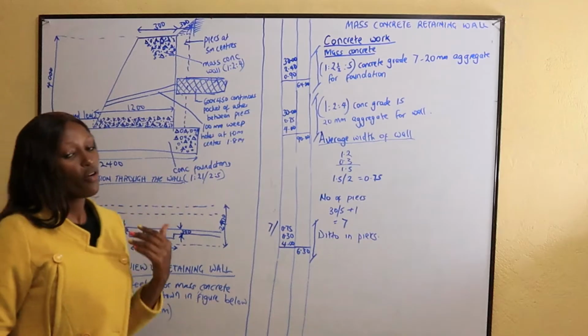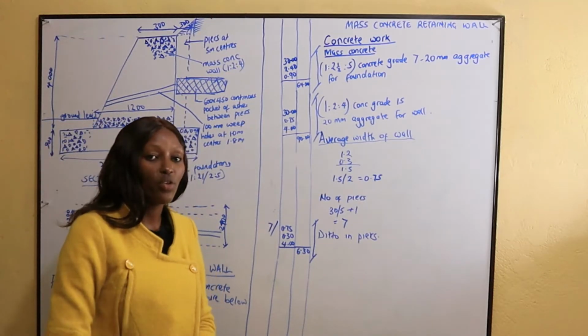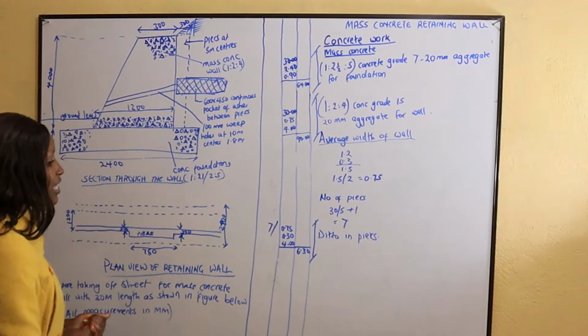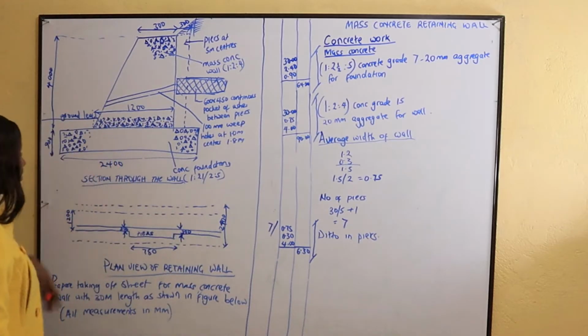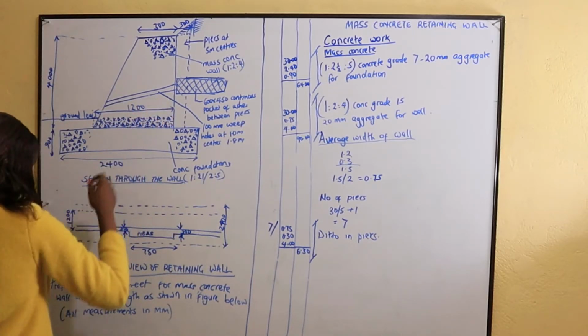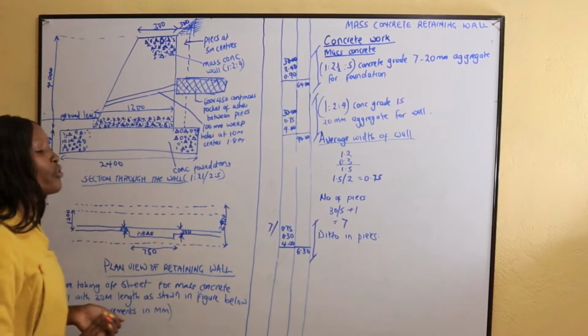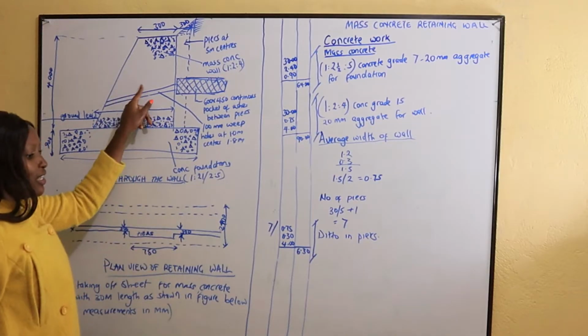Alright, when you are taking off the retaining wall, there are three main items that we shall look at. First of all, we shall do the mass concrete in the foundation and the mass concrete of the wall. Then we shall place concrete in the foundation and place concrete in the wall.